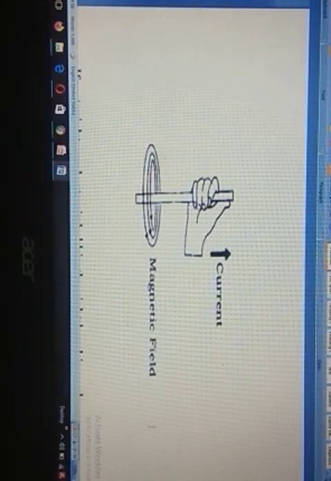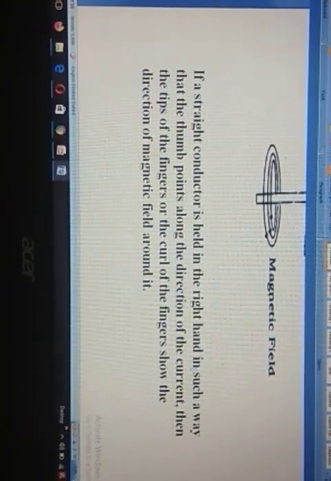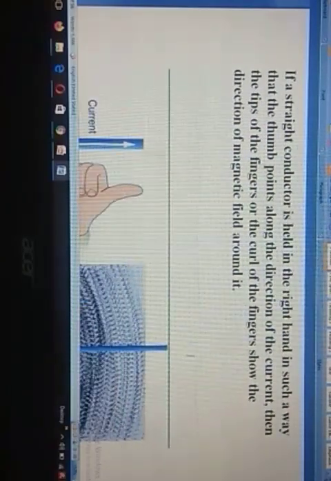It always shows us a thumb which shows the upward direction of the current, and the concentric circles show the magnetic field around the straight current carrying wire. If a straight current carrying conductor is held in the right hand in such a way that the thumb points along the direction of the current, then the curl of the fingers shows the direction of the magnetic field lines around it.